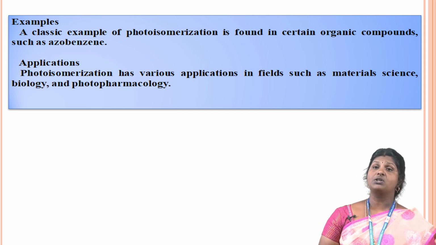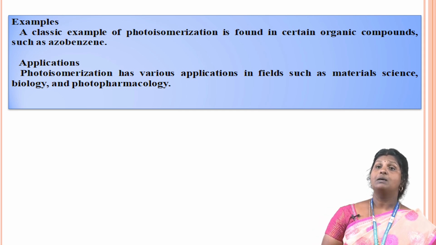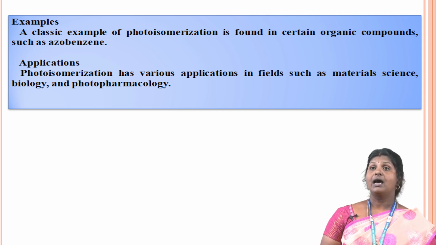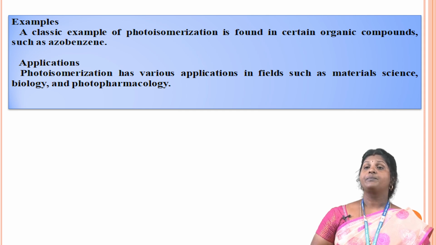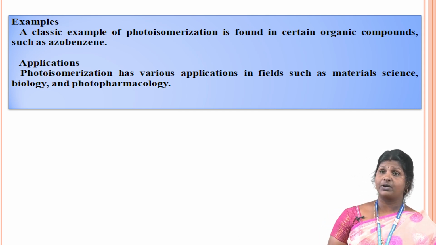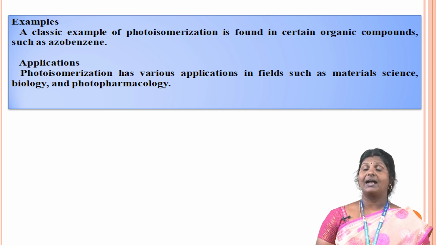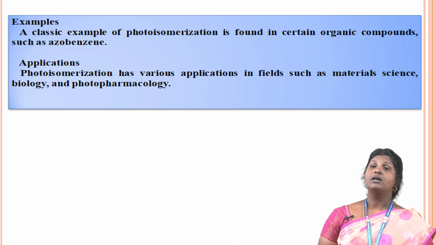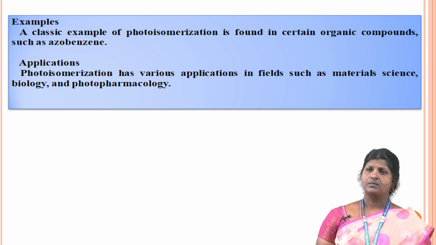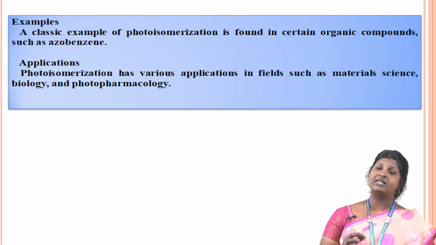Photoisomerization has various applications in fields such as material science, biology, and photopharmacology. For instance, it is utilized in designing light-responsive materials and drugs that can be controlled and activated by light, offering precise spatiotemporal control in specific applications.